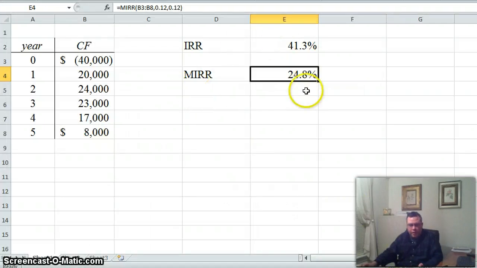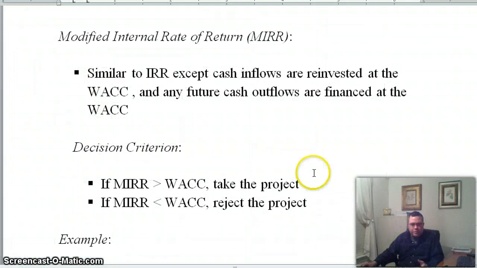We were doing modified IRR. We found 24.8% was the modified IRR. So that's the return we're going to earn. And then we're coming back here to answer the questions. Modified IRR is greater than the weighted average cost of capital, which means it's a good project.